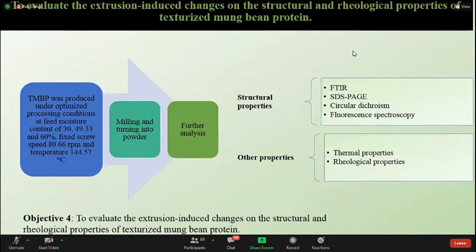So here we evaluate the extrusion-induced changes on the structural and rheological properties of the texturized mung bean protein. We do the analysis of the structure produced after being subjected to the extrusion process. We look at the moisture content. Moisture content is very important, as it influences the final product. So we look at moisture content at 30, 40, 49, and 60%, at a fixed screw speed of 80 RPM.